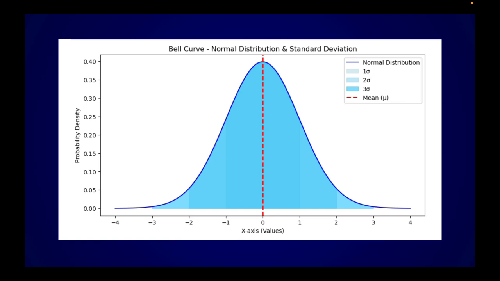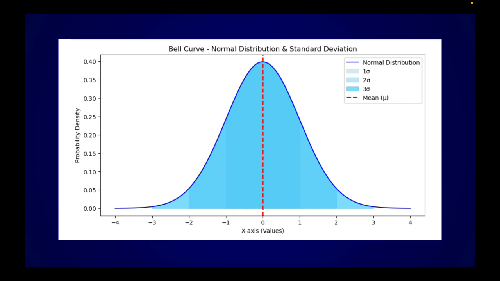So what is the x-axis representing and what is the y-axis representing? The x-axis represents the values of the data set. The y-axis represents how likely a value is to occur. Now what this graph is telling us is that most values are clustered around the mean, which is 0 in this case, and as you move further from the mean, the probability of those values occurring decreases. This shape is common in real world scenarios, such as heights of people, test scores, measurement errors, and IQ scores.